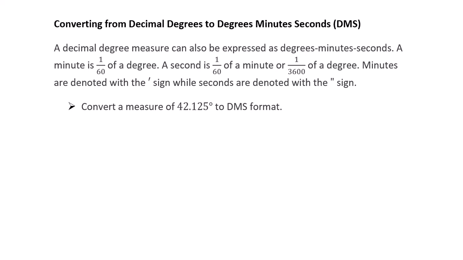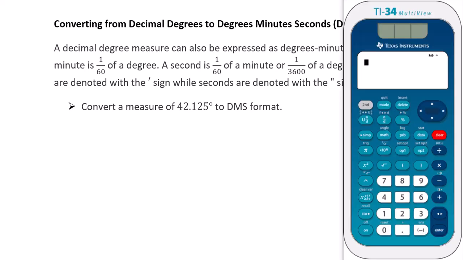Convert a measure of 42.125 degrees to degrees, minutes, second format. I'm going to show you how to do this on the calculator as an assist. First, I know that I have 42 full degrees. So it's the 0.125 degrees that I need to convert to seconds and minutes. So let's go ahead and put 0.125. I know that is 0.125 degrees.